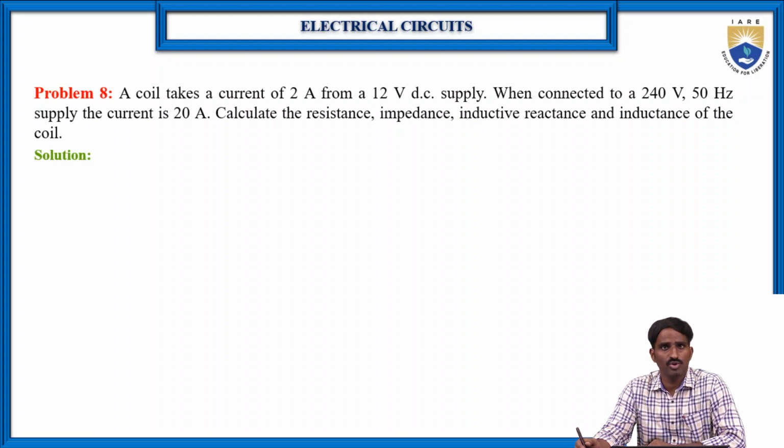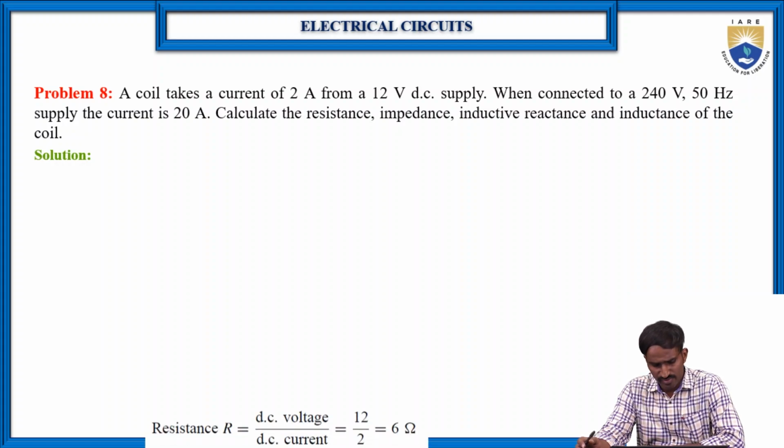Then coming to the 8th problem. A coil takes a current of 2 amperes from a 12 volts DC supply. When connected to a 240 volts, 50 Hz supply, the current is 20 amperes. Calculate the resistance, impedance, reactance and inductance of the coil.